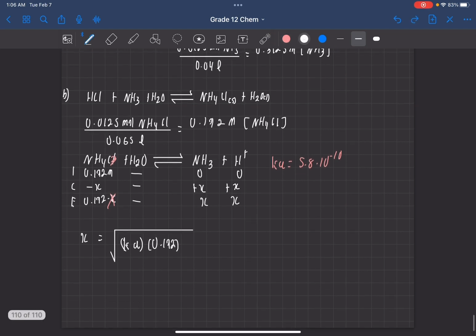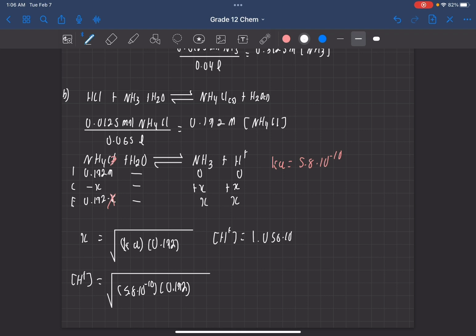So our X, what do we know about our X? We know our X is also equal to our hydronium, right? So our hydronium is equal to the root of 5.8 times 10 to the negative 10 times 0.192, leaving us with a hydronium concentration of 1.056 times 10 to the negative 5 molar. And we know that our pH is equal to the negative log of our hydronium. So negative log of this, and we end up getting a pH of approximately 4.98, which makes sense, right?